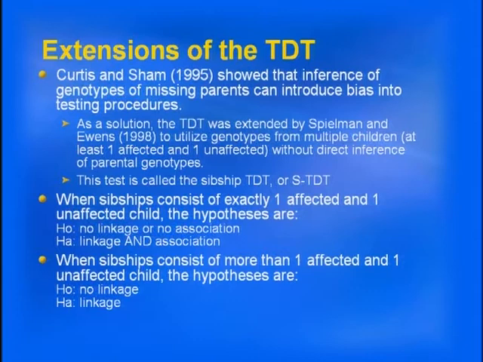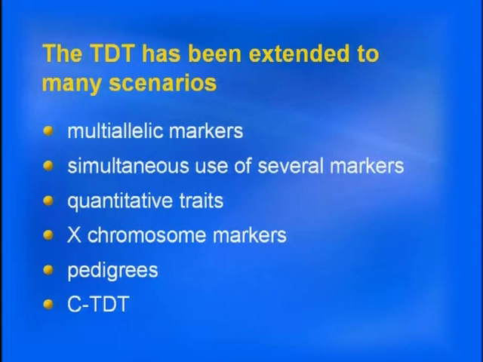As I said, there are numerous extensions to the TDT: multi-allelic markers, which I showed you very quickly; simultaneous use of several markers; you can look at haplotypes; you can look at quantitative traits. There are TDTs that allow you to look at markers on the X chromosome. There are family-based tests of association that allow you to use larger sets of pedigrees, and then the combined TDT, which, as I said, allows you to use different types of trios or nuclear family situations where you have parents and/or siblings.